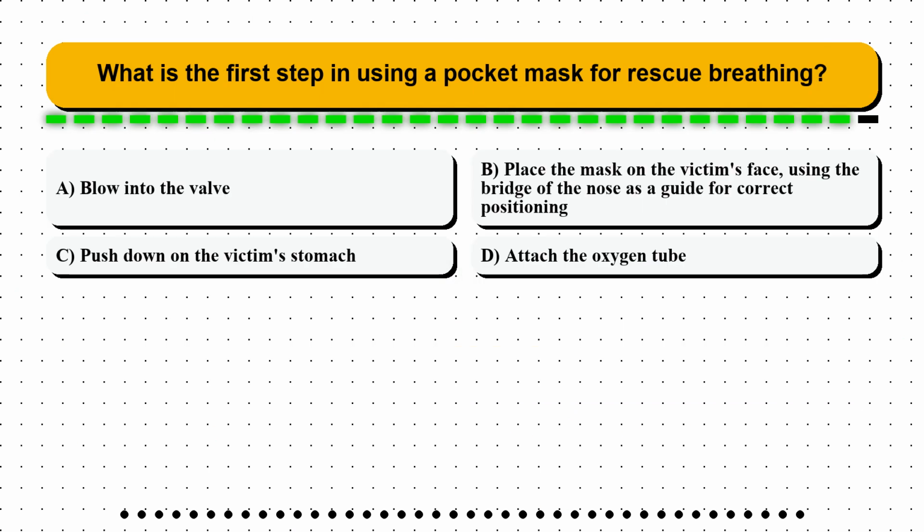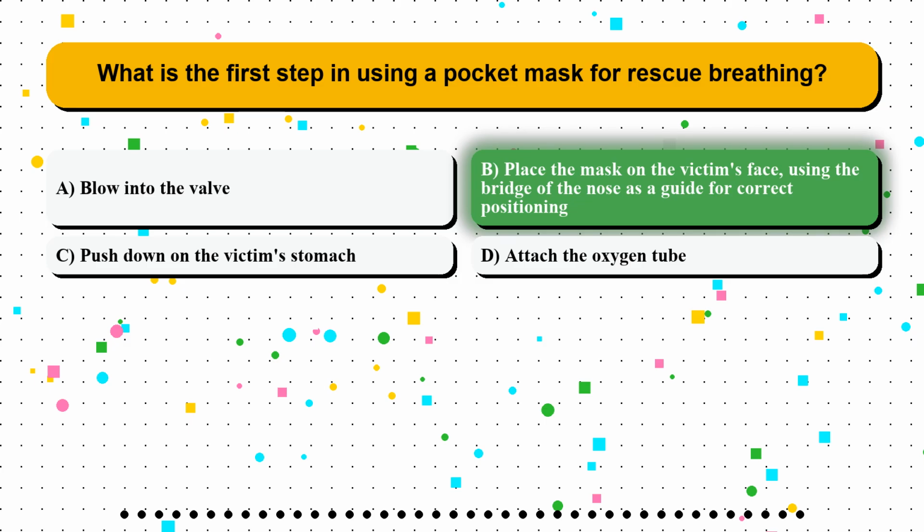Question 34. What is the first step in using a pocket mask for rescue breathing? Option A, blow into the valve. Option B, place the mask on the victim's face, using the bridge of the nose as a guide for correct positioning. Option C, push down on the victim's stomach. Option D, attach the oxygen tube.